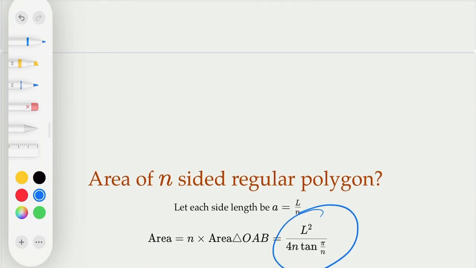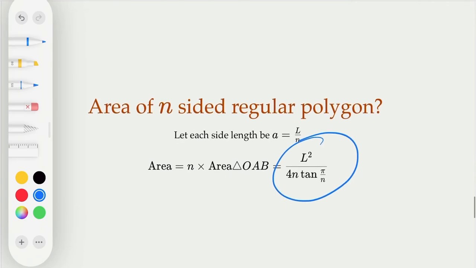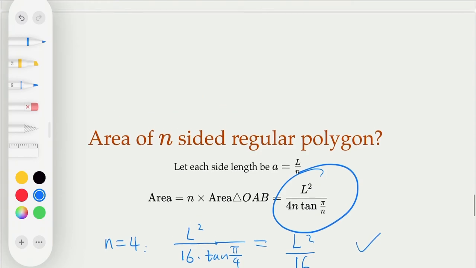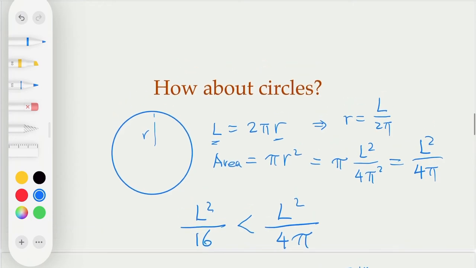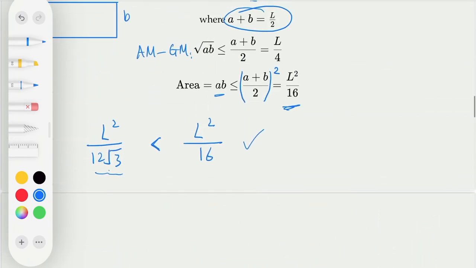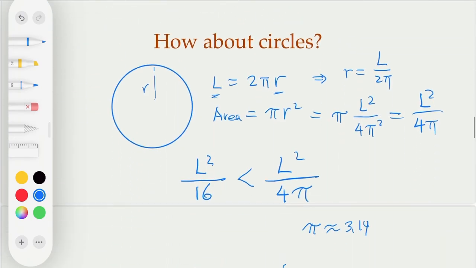So you can plug in n equals 4. Let's try that. N equals 4, that would be a square, right? So here we would have L squared over 16 times tangent pi over 4. That equals 1, so this is L squared over 16. This matches the previous result for a square. The square is L squared over 16. All right.